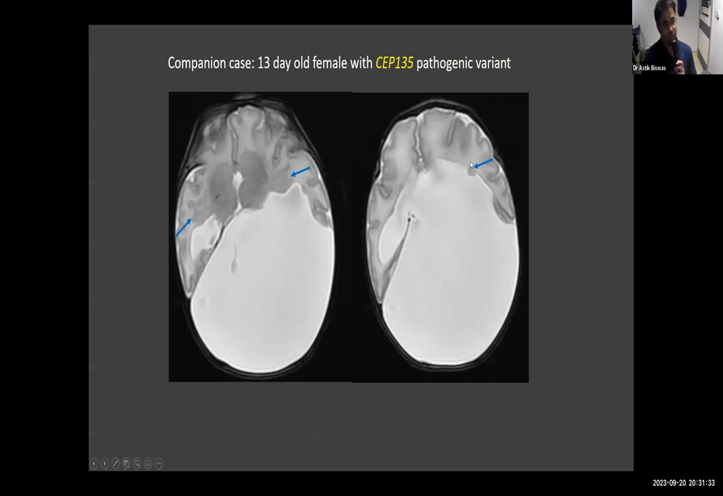This patient also had periventricular nodular heterotopia, as we can see, and this massive posterior fossa cyst that extends into the supratentorial compartment. So again, it's a CEP135 pathogenic variant, a slightly different phenotype, but the common factor being this perisylvian nodular polymicrogyria. So in the context of microcephaly plus this form of subcortical heterotopia, think of CEP135 and CENPJ genes, both of which are involved in centriole biogenesis.